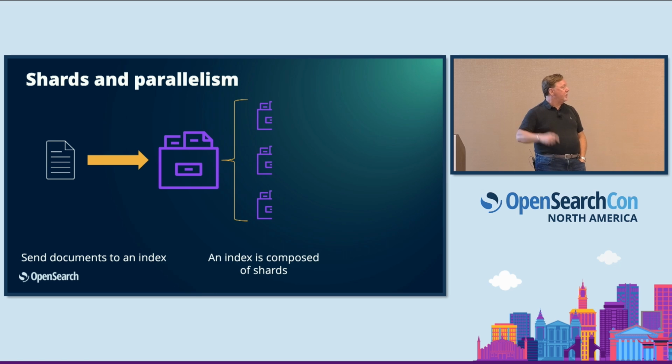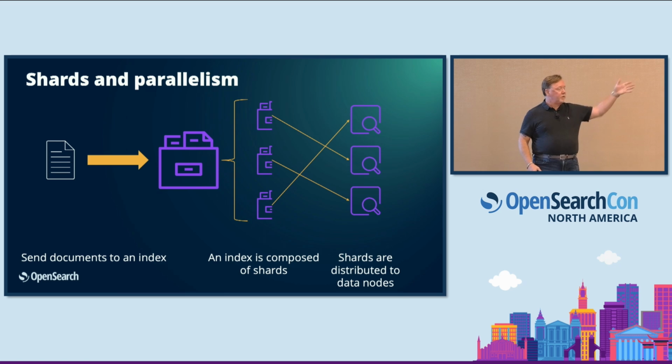So you send your documents to an index. Each index then is composed of shards. Shards are the workers in the cluster. They are sub-elements of an index. Each contains a discrete set of documents. And then OpenSearch maps shards to the nodes that are in the cluster, the data nodes, so that the data nodes do the processing.